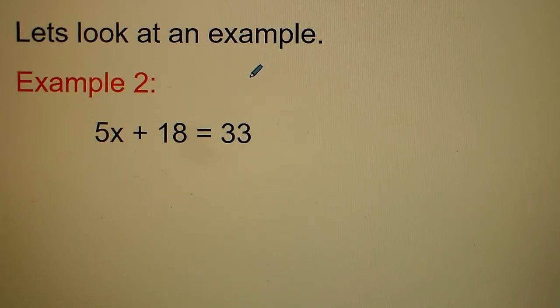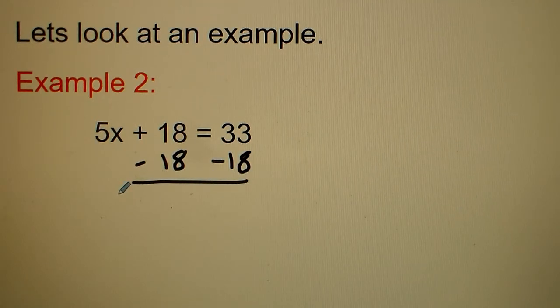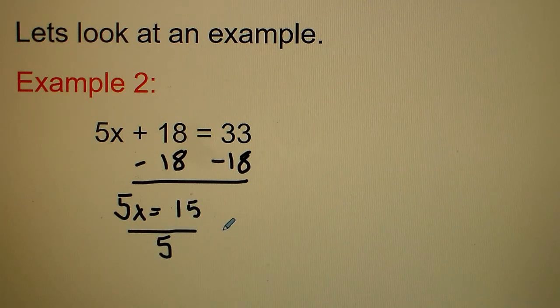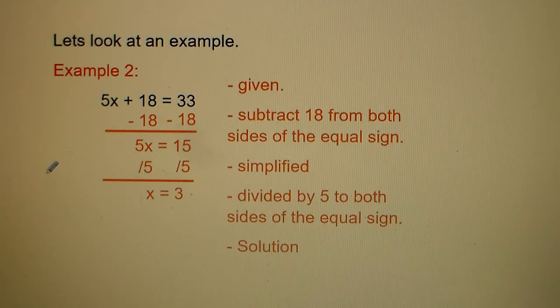So we have 5x plus 18. This is a new problem, example number 2. We're going to subtract 18 first. So we get 5x equals 15. Divide by 5 to both sides, and you get x equals 3. And there it's all written out nice and pretty, all typed up.